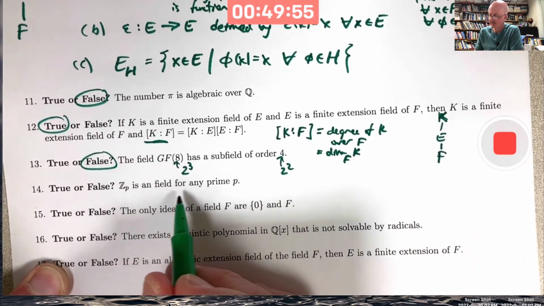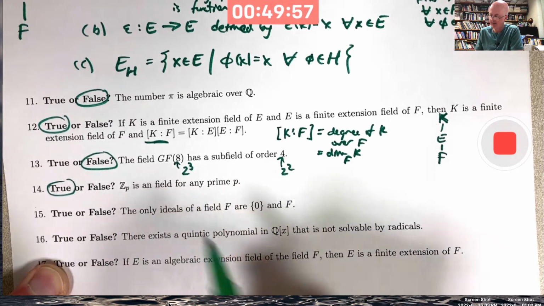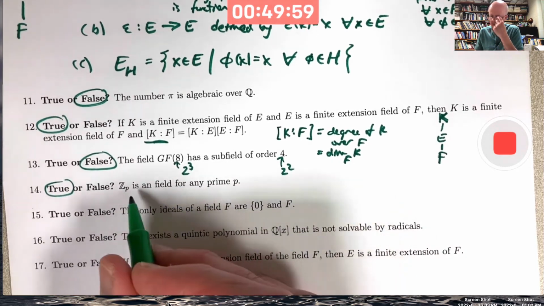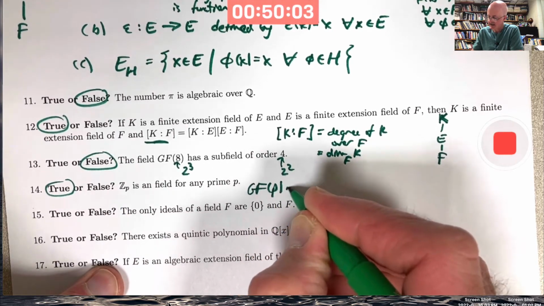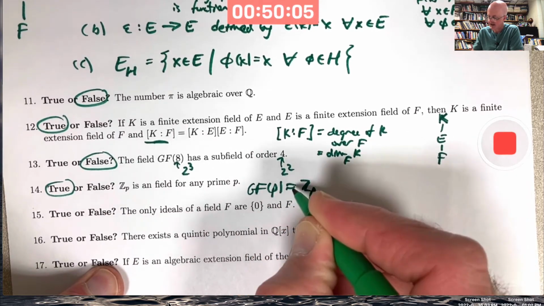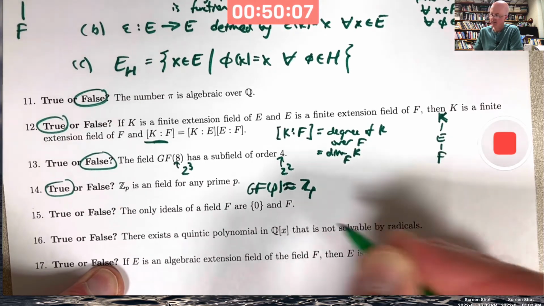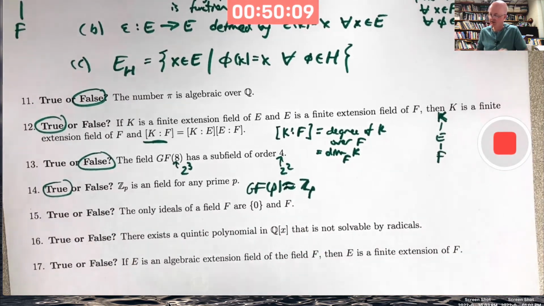True or false, Z_p is a field for any prime p. That's true. It's just a fact to know. And in fact, you could say GF(p) is isomorphic to Z_p. And that's got to be the case, because a prime to the first power is just a prime.